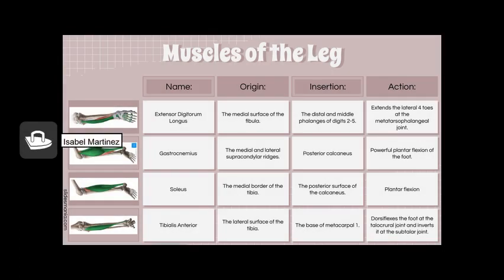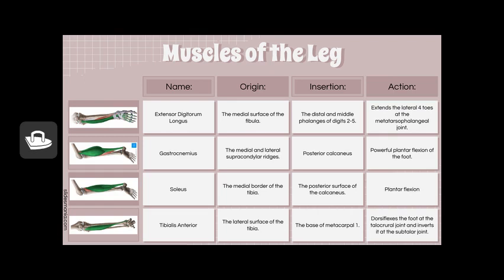So next up, we have muscles of the leg, and as you can assume, our legs are super, super, super helpful for us. Without these muscles that are listed, we have the extensor digitorum longus, the gastrocnemius, the soleus, and the tibialis anterior, we wouldn't even really be able to walk. So these muscles are being used as early as those first steps. So these are super, super important for our body. And I'm just going to go over their origin, insertions, and actions.